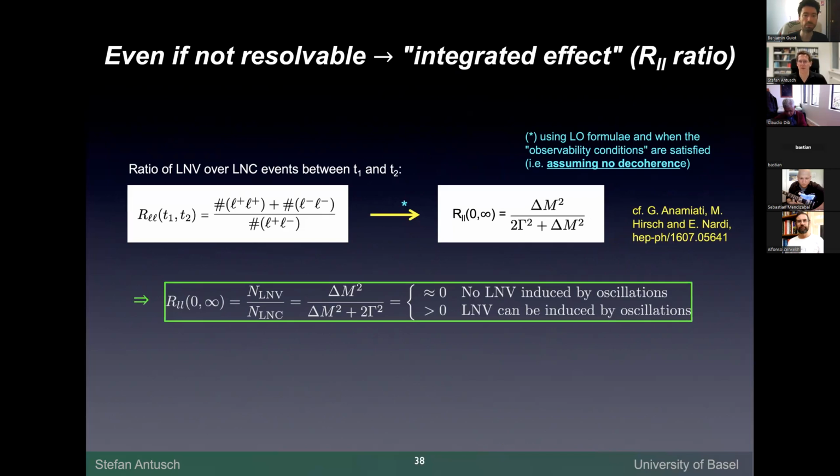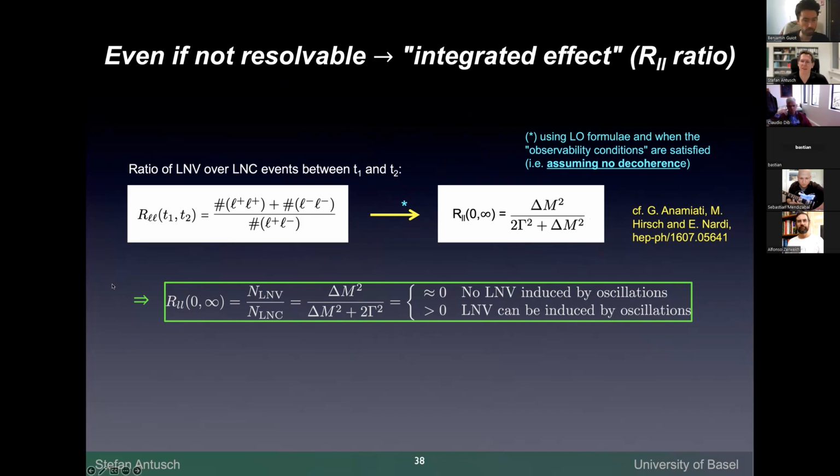Even when you're not resolving it, you can just integrate over these probabilities from a certain time, let's say time 1, time 2. You integrate over the numbers of same sign over opposite sign leptons that you produce. And this gives you then the total numbers of lepton number violating over conserving events. And when you do this integration from 0 to infinity, which is also something you have to think about a bit, because in a real detector, you cannot start with 0 and you cannot go to infinity.